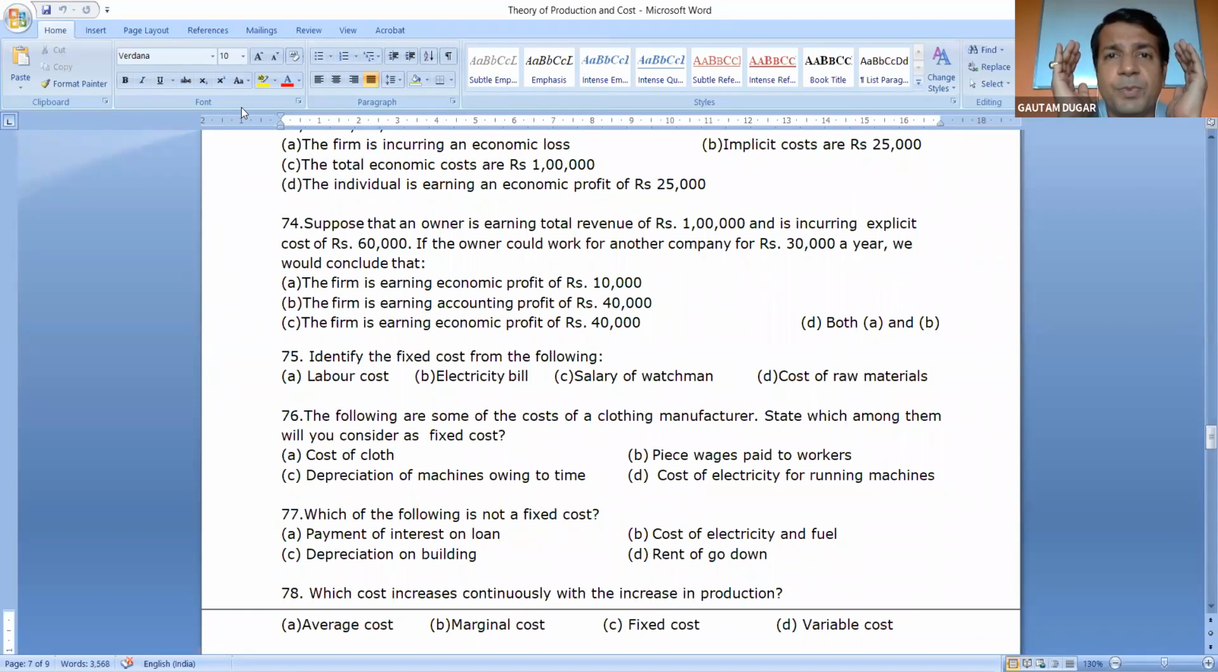We know that there are two time periods of production: the short run and the long run. In the short run, since we have two types of factors of production, the fixed factor and the variable factor, we have two types of cost: the fixed cost and the variable cost. So in the short run, there will be a difference between fixed cost and variable cost. But in the long run, there will be no such difference, because in the long run, all costs are variable. In the long run, all costs will be variable because all factors of production are variable.